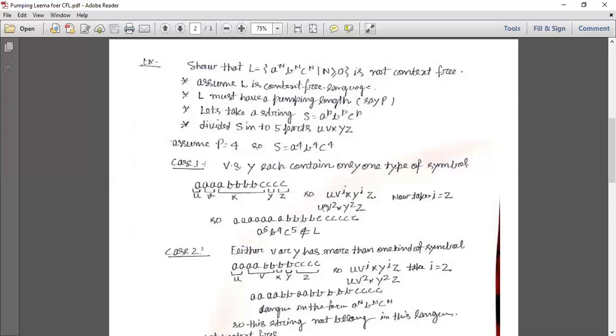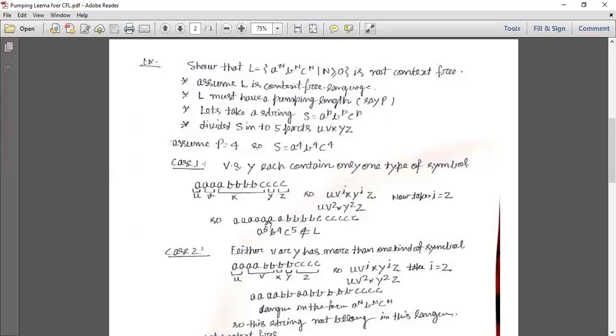So now put the value i equal to 2. So u v square x y square z. Now put the value of u, v, x, y, z on the basis of the division. So u value is simple a, so we put simple a. Now v square means v value is double a, so we put double a and then double a. Why double a and double a? Because there is v square. Then x means a, 4 times b and then c. So here we put a, 4 times b and then c. Now y square means we put c 2 times, and the last z is double c. So here we put double c.